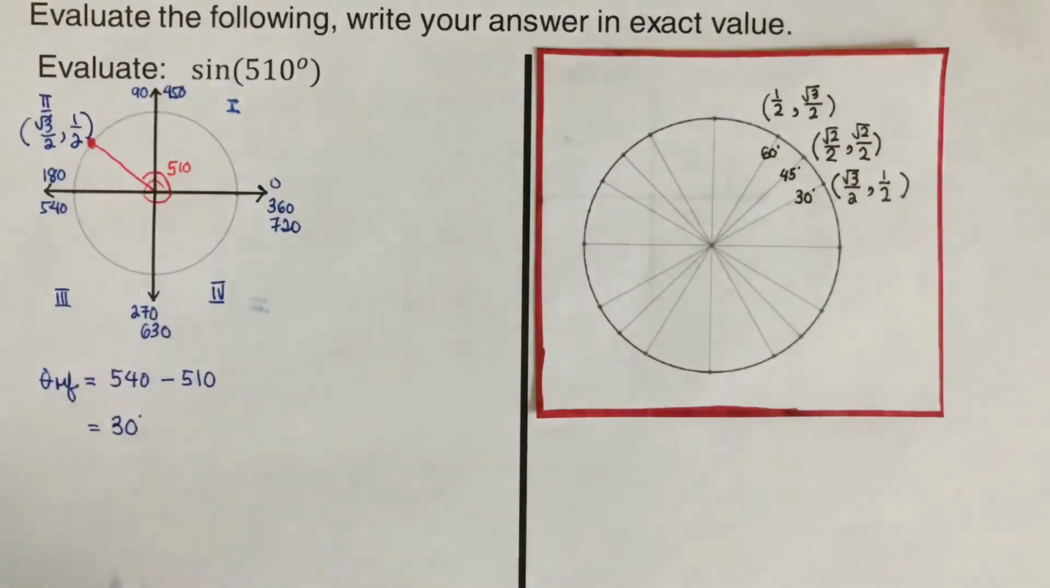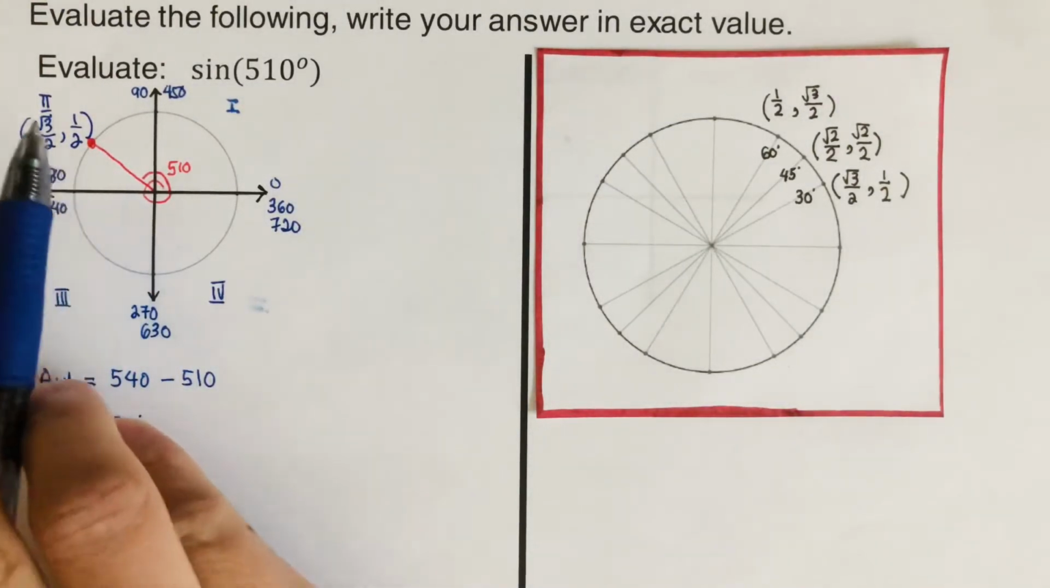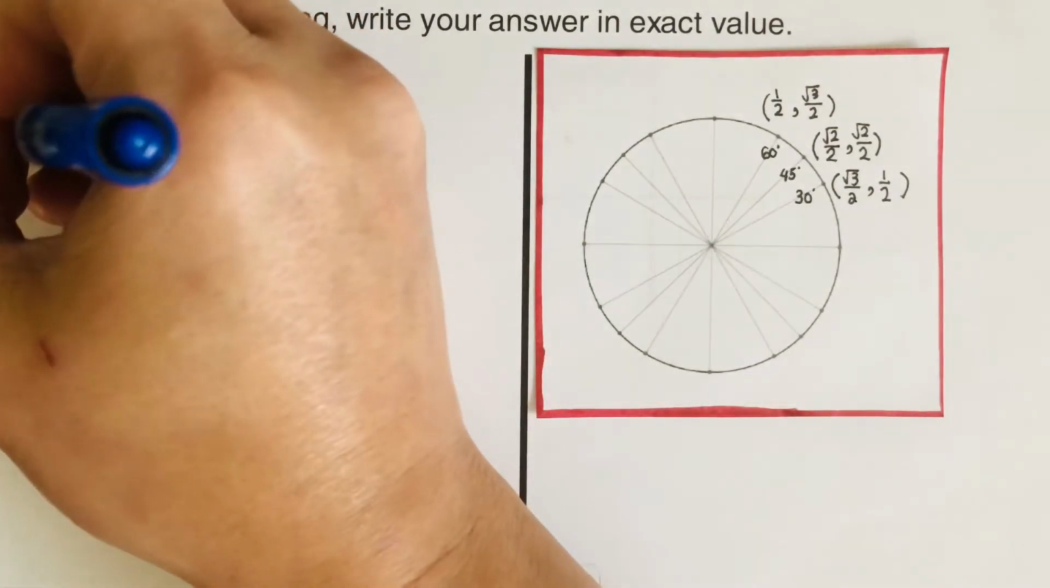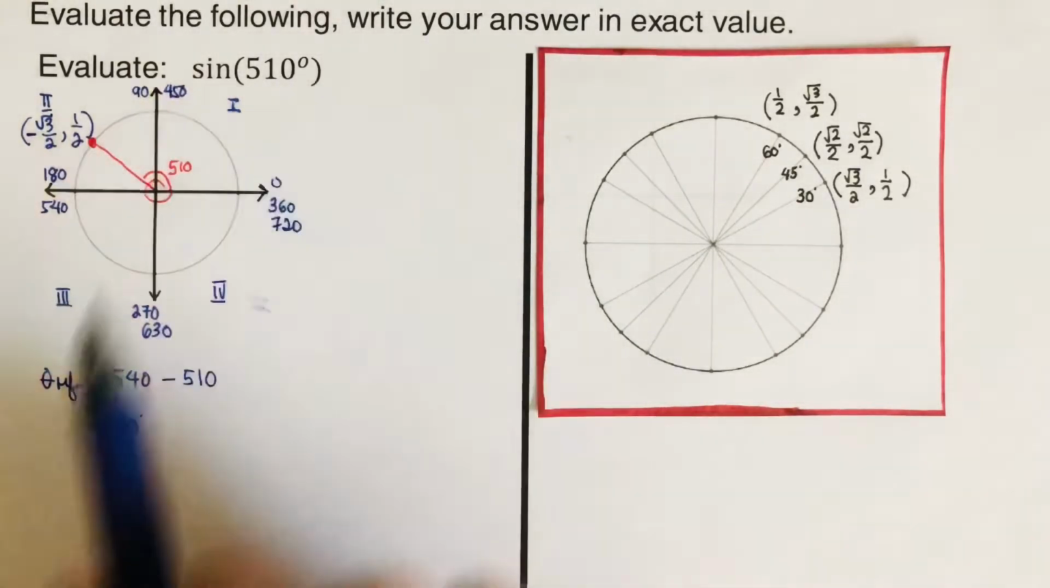And so please remember that in the second quadrant, the x is negative and the y is positive. So we can go ahead and put a negative on the x here. And we are now ready to evaluate sine 510.